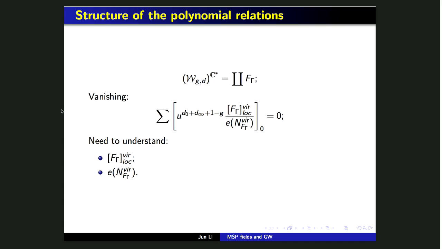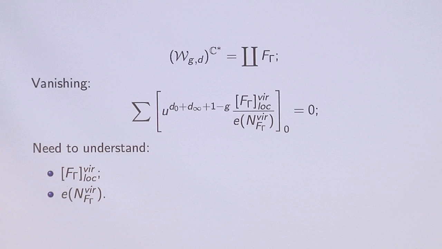So let me just use the last five minutes to see what the relations look like. This is the relation using the master space localization technique, and to understand this, we need to understand this F_gamma and also the denominator.